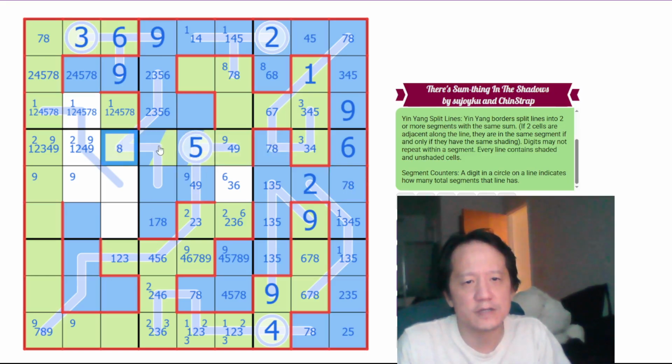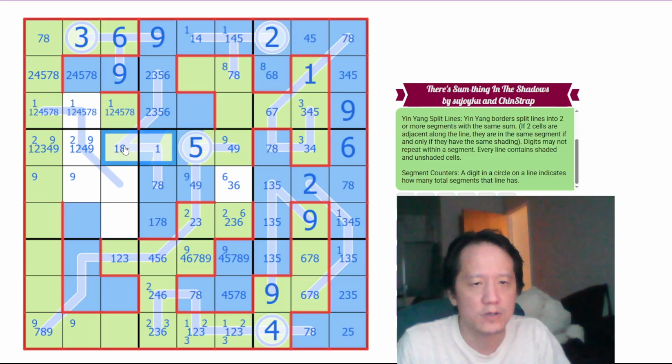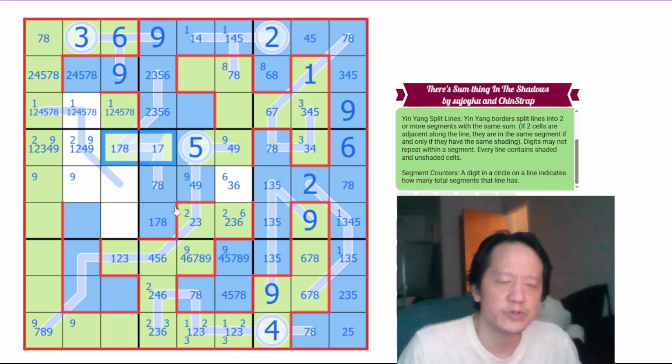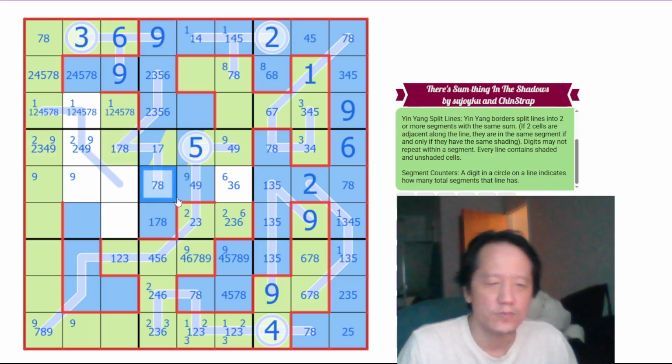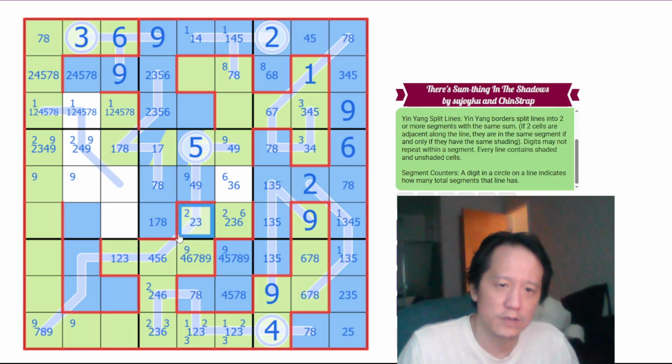If this is 8 and this then becomes 7, which makes this 1 and makes this 7. That's the single green. If this is the single blue, this is 8 and this becomes a 1, 7 pair. So those are the possibilities there. So either way, 1 has to be one of these two digits. So this can never be 1. Okay.